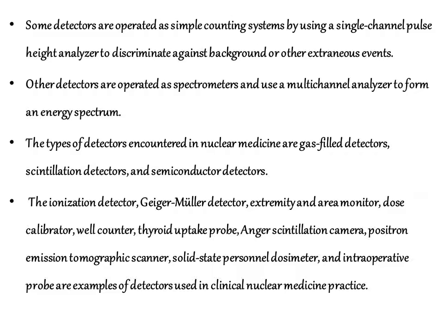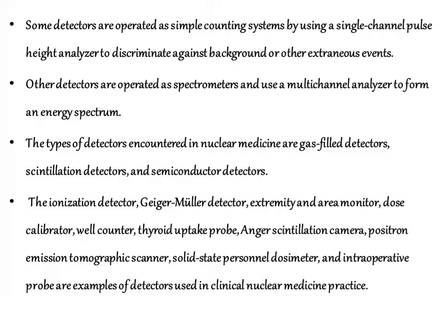Some detectors are usually operated as counting systems, using a single channel pulse height analyzer to discriminate against the background and other extraneous events. Certain other detectors are operated as spectrometers and use a multi-channel analyzer to form an energy spectrum. The types of detectors encountered in nuclear medicine are gas-filled detectors, scintillation detectors and semiconductor detectors.